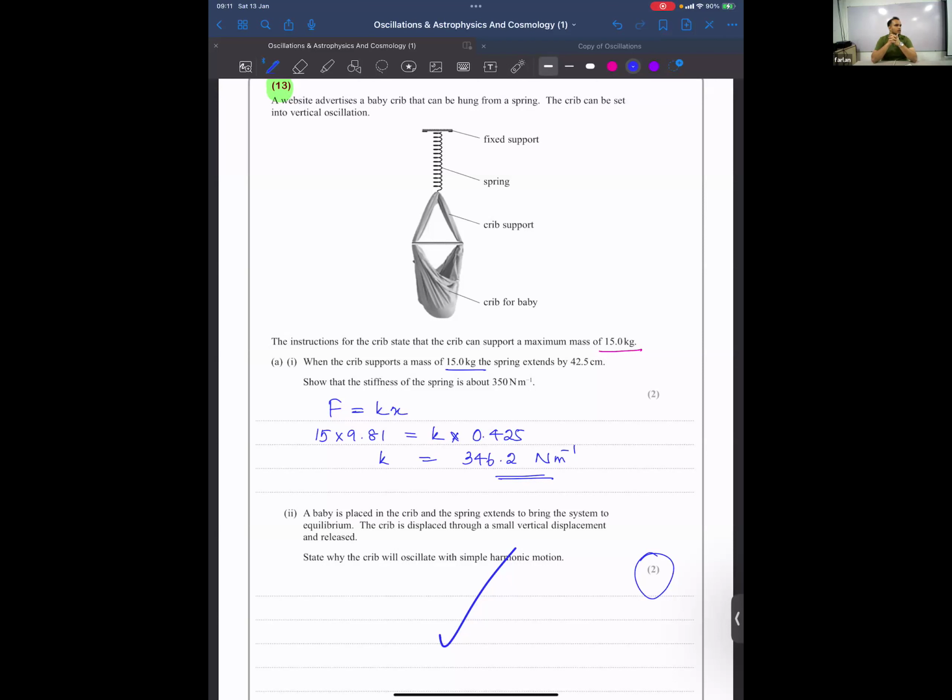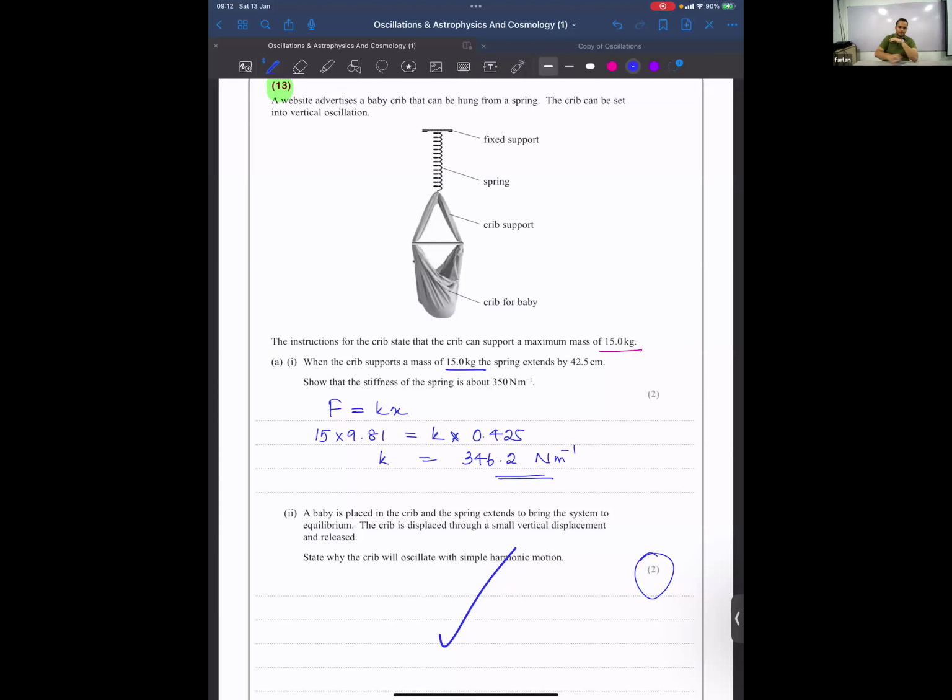So it will be a simple harmonic motion, like a equals minus omega square x, and then you have to anyway mention this.